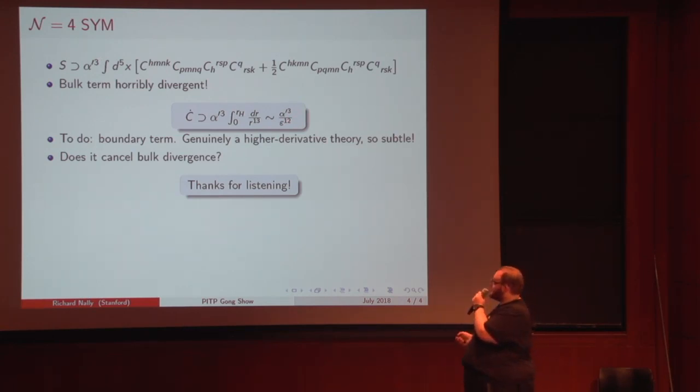And if you do the bulk term, it's ugly, but it's not any harder. It gives you a 12-ic divergence, which is the worst divergence I've ever seen. So now we need to do the boundary term.